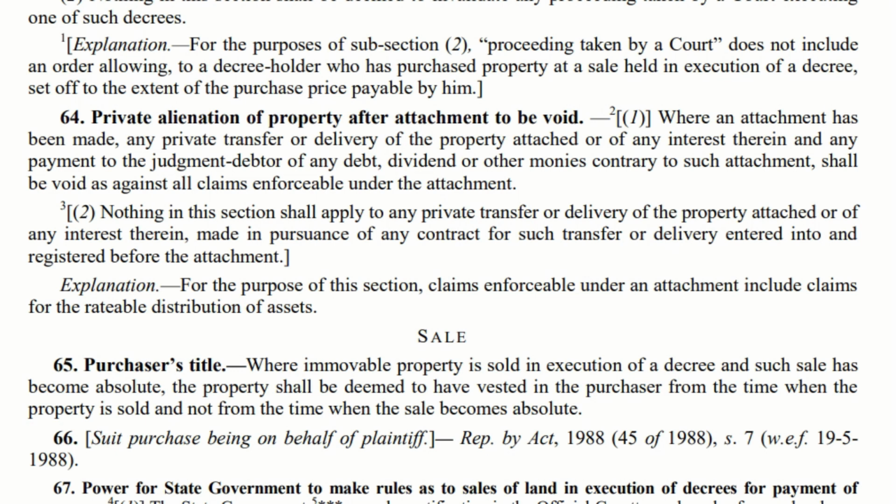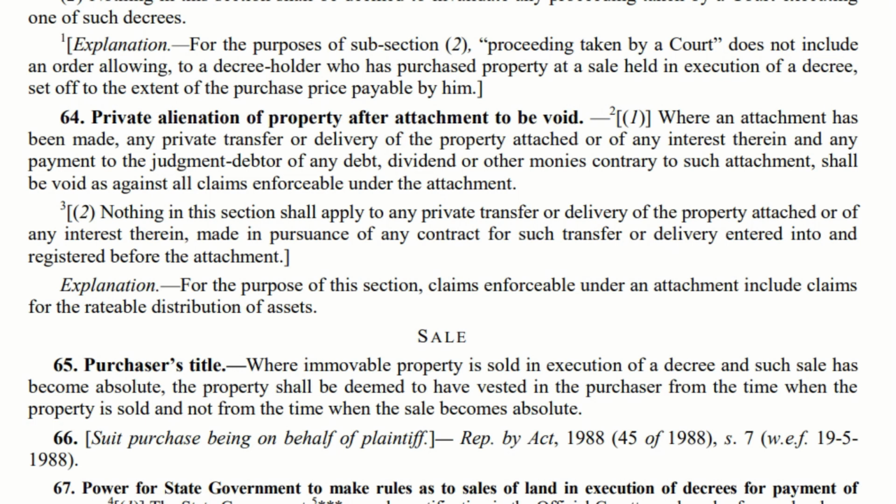Person A is the decree holder and person B is the judgment debtor. Now, person A files an execution petition and obtains an order for attachment. So the attachment has been made now. So now this B, who is the judgment debtor, tries to transfer the property to someone else or tries to transfer the interest over the property.